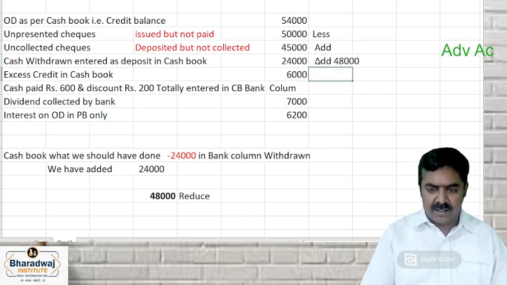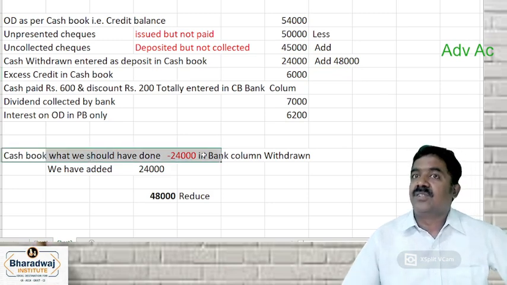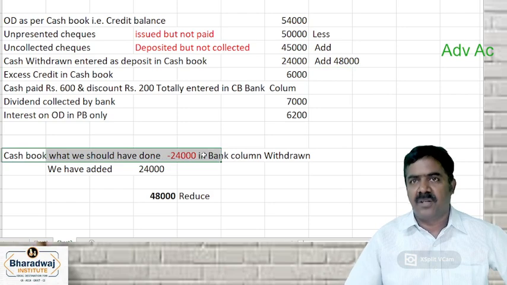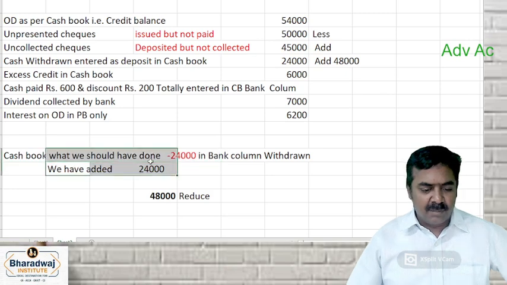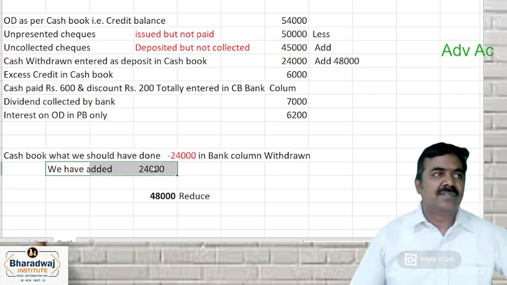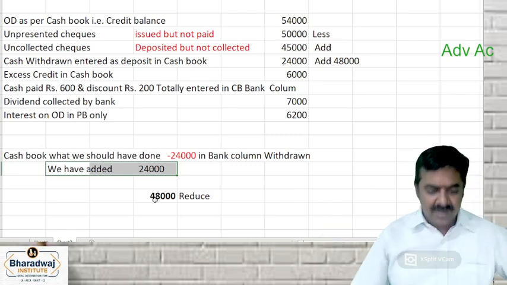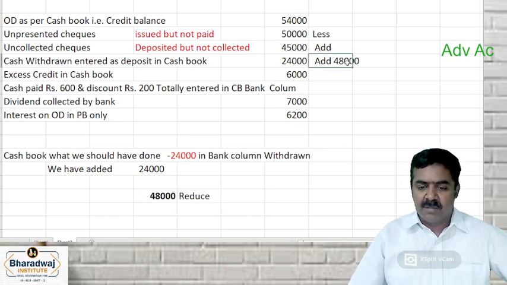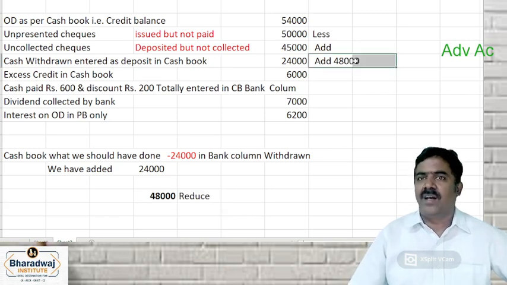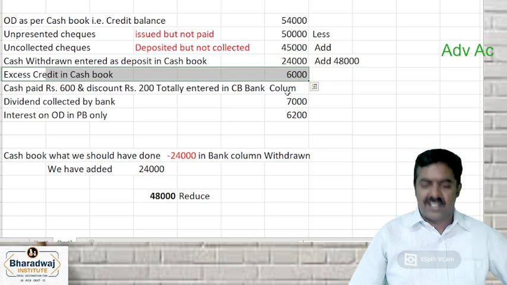I repeat once again. What should we have done? 24,000 we should have reduced. Have we reduced? No. For that, reduce 24,000. But wrongly we have added 24,000. For that, we have to reduce another 24,000. So normally how much should we reduce? 48,000 we should reduce. But since OD is a starting point, we add how much? 48,000.